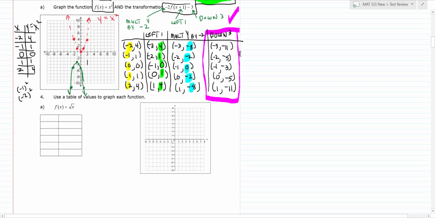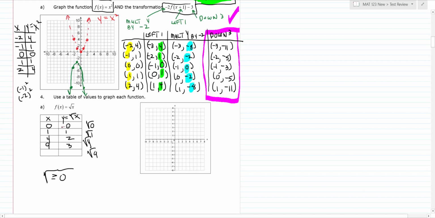Okay, the next one you could also do on your graphing calculator. But first of all, when you have a square root, what's under the radical has to be greater than or equal to 0. So when I do my table, I'm going to have x and y equals square root of x. I'm going to start with 0, and I'm going to pick numbers I know square roots of. So I'm going to pick 1, 4, and 9. So square root of 0 is 0. Square root of 1 is 1. Square root of 4 is 2. And square root of 9 is going to be 3.